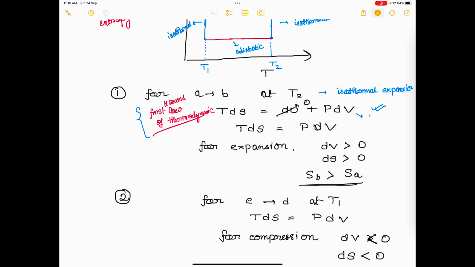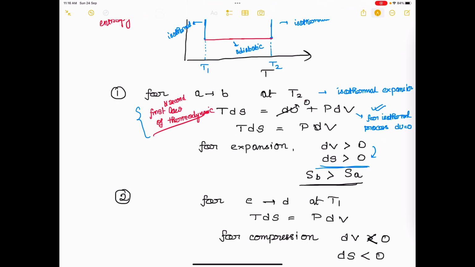For an isothermal process, dU should be equal to 0. Change in internal energy is 0 because it depends on temperature. Therefore, TdS should be equal to PdV, and for expansion, dV should be greater than 0 because volume must be increasing. The final volume is greater than the initial volume. Therefore, dS should also increase according to this expression because P and T are constant. Therefore, dS should be greater than 0.